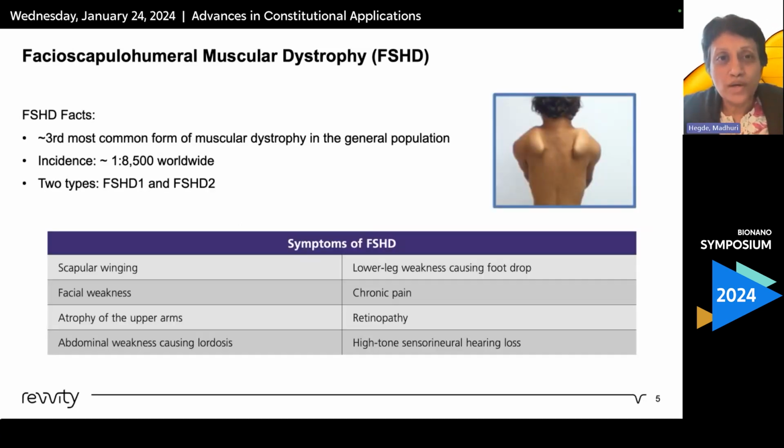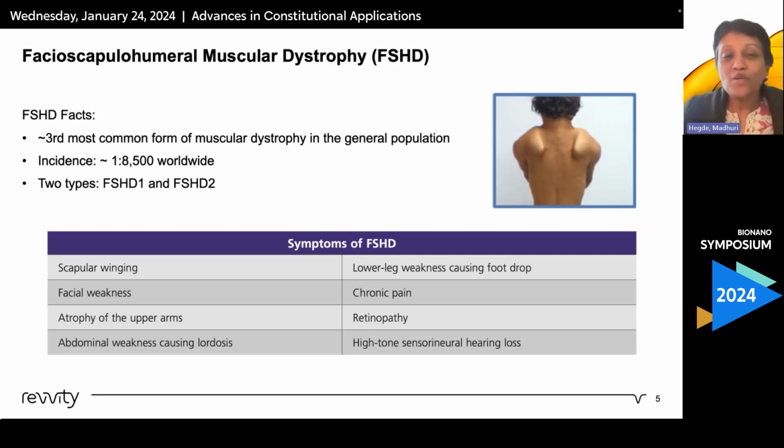So let's jump right into it and first talk about what FSHD is. Some facts about FSHD: it is the third most common muscular dystrophy in the general population. And the incidence is really not that rare, about 1 in 8,500 worldwide. There are two types of FSHD, FSHD1 and FSHD2. The overall symptoms of FSHD are quite broad, starting with scapular winging, facial weakness, atrophy of the upper arms, abdominal weakness, lower leg weakness, chronic pain, retinopathy, and high tone sensorineural hearing loss.